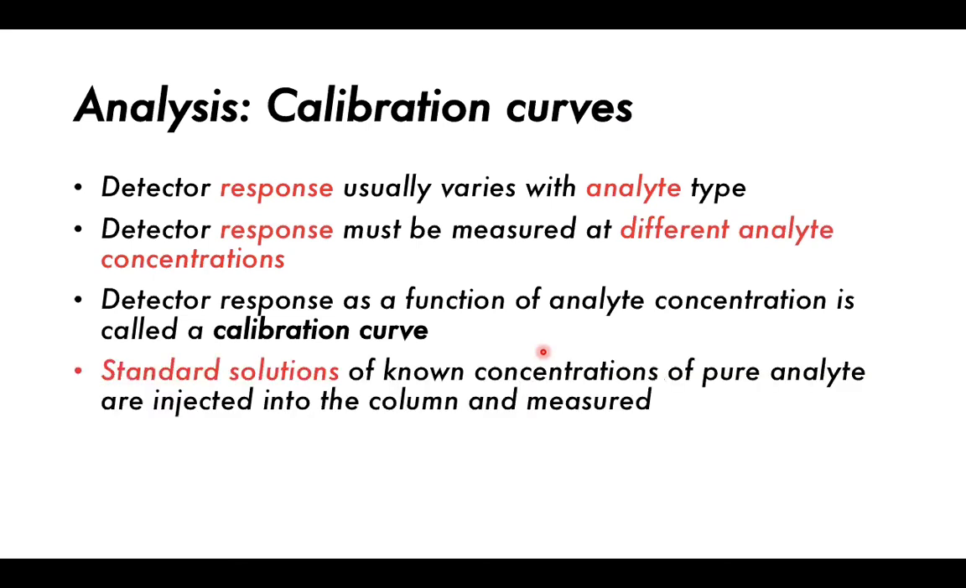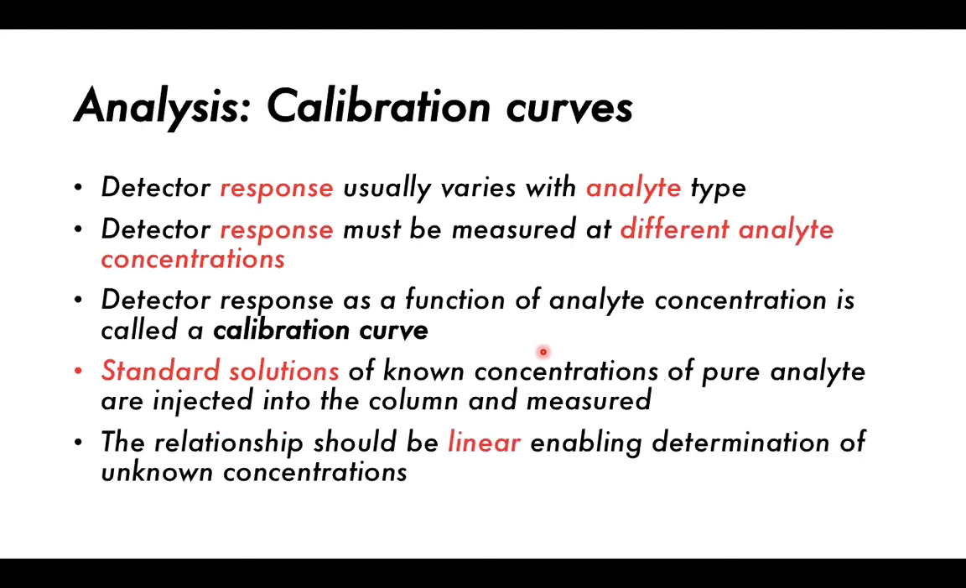So standard solutions of known concentrations of pure analyte are injected into the column and measured. So we'll make up a solution of our caffeine with different concentrations, maybe 1 ppm, 2 ppm, and so on, and then measure the height as it passes through our apparatus on our instruments. So the relationship should always be linear, enabling determination of unknown concentrations. And we will find out in later lectures what happens if the calibration curve is not in fact linear.